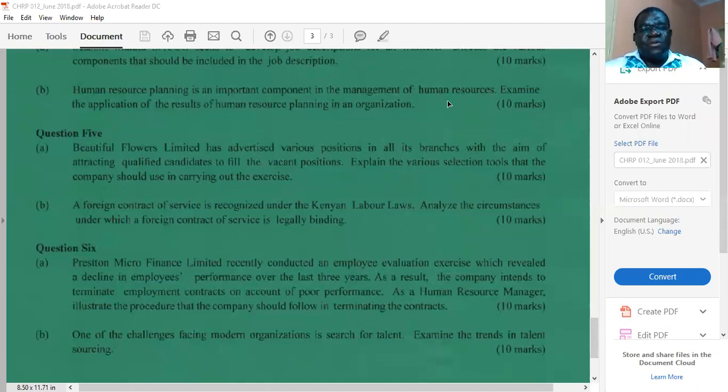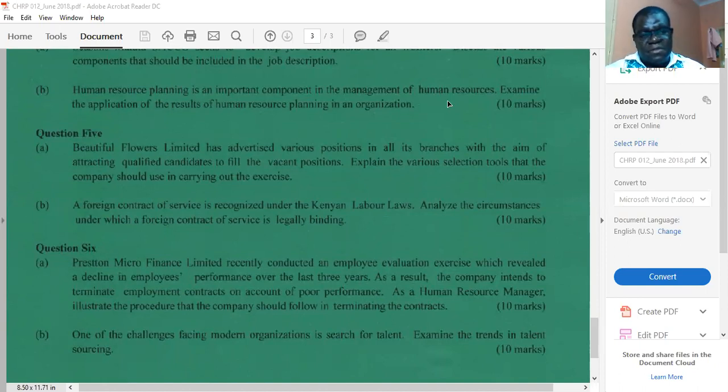5B, Fenton. A foreign contract of service is recognized under the Kenyan labor laws. Analyze the circumstances under which a foreign contract of service is legally binding.